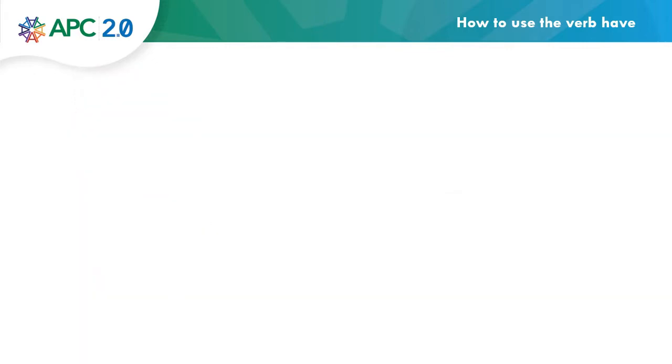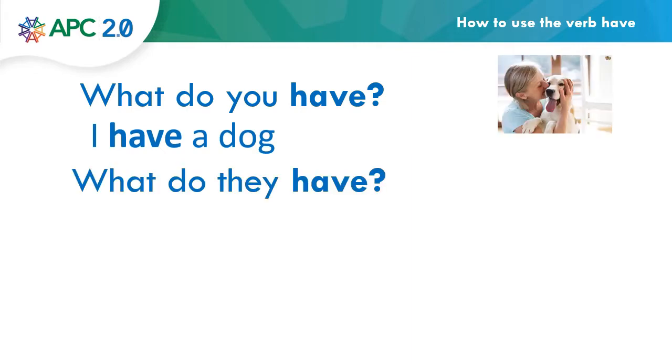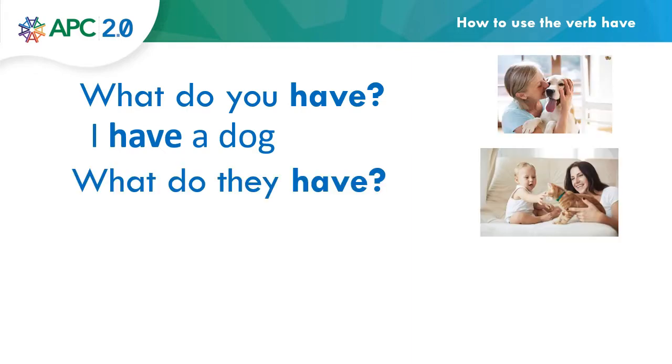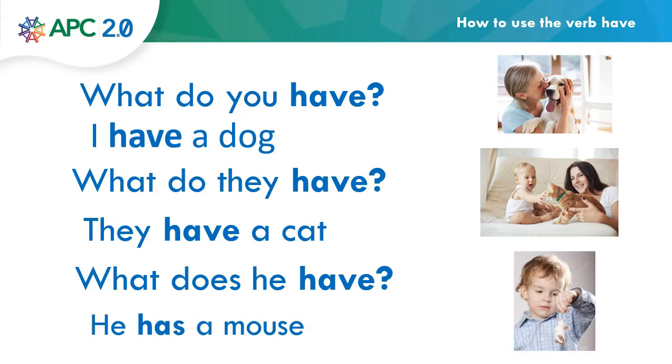Now, let's check some examples. What do you have? I have a dog. What do they have? They have a cat. What does he have? He has a mouse.